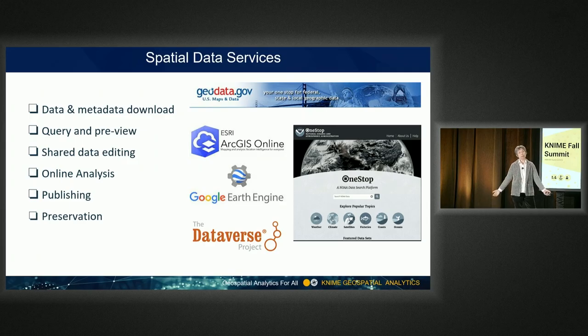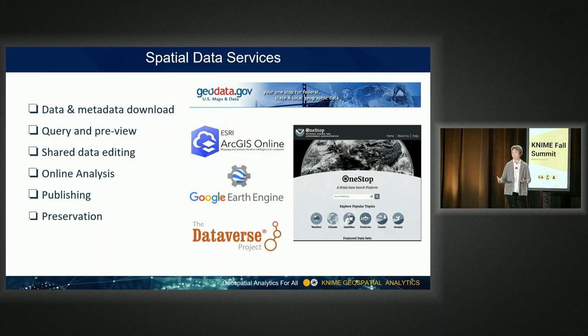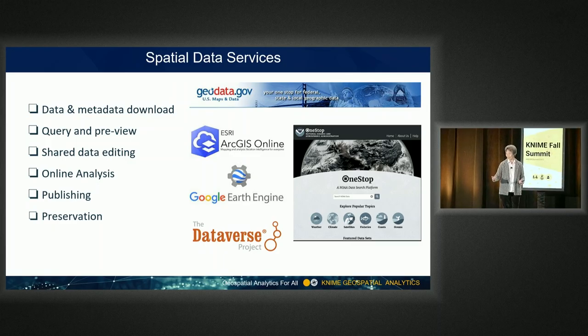And over the years, over the decades, government agencies, industry companies, and academic organizations have all done a lot to support spatial data science by data services, right? One-stop shop for the geodata.gov platform. It no longer exists now. But NOAA has its own one-stop shop for spatial data. ArcGIS Online from Esri, a very popular platform. Google Earth Engine from Google, right? And Dataverse is a Harvard open source project. They all provide data repository, download, query, preview, some online analytical capabilities, and then some also support publishing and even preservation in the case of Dataverse.